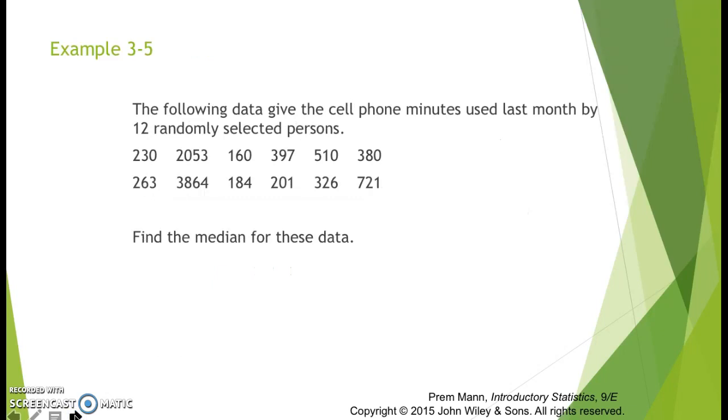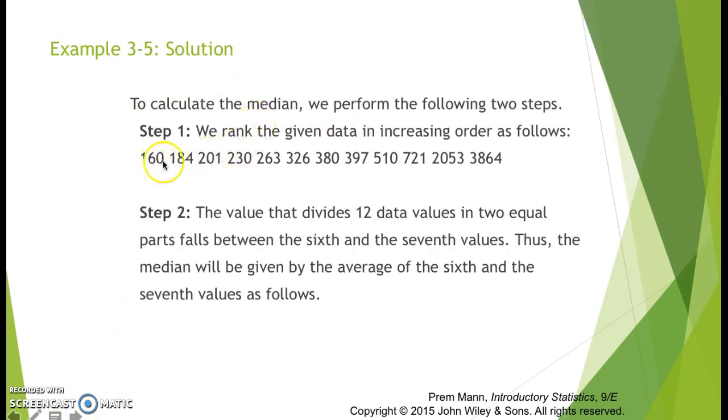Here's another example. The following gives cell phone minutes used last month by 12 persons. So we're going to find the median of this data. Because it is an even number of values, we'll have to do a little extra work. So we're going to rank them, right, from least to greatest, in increasing order.